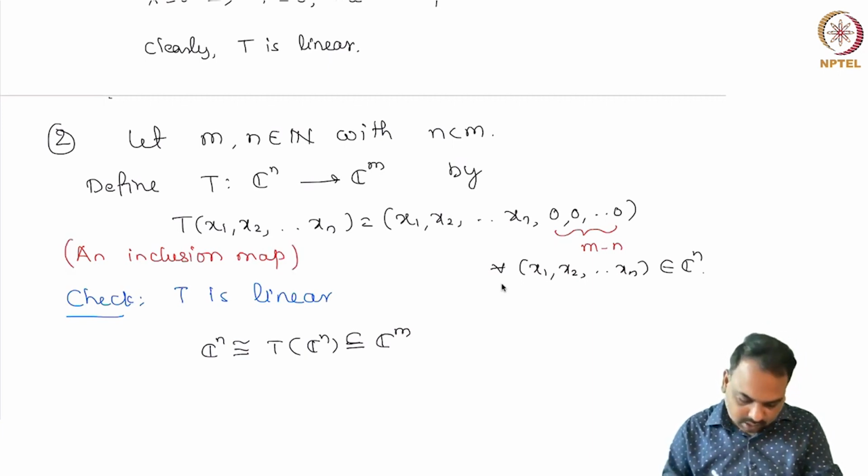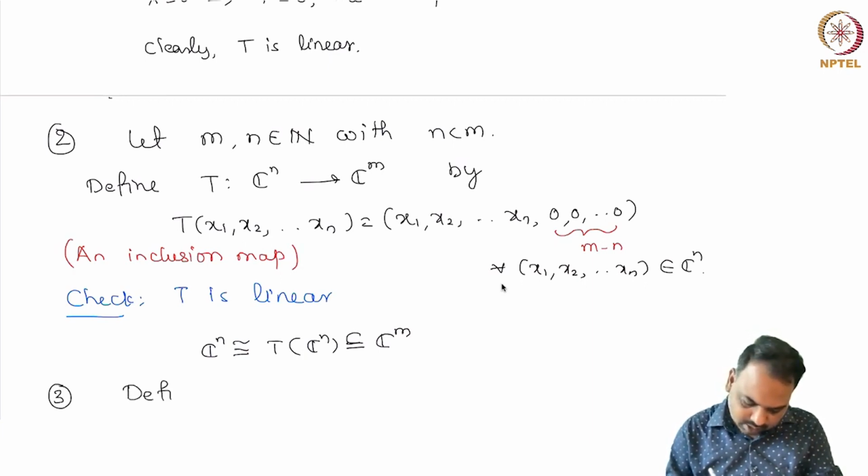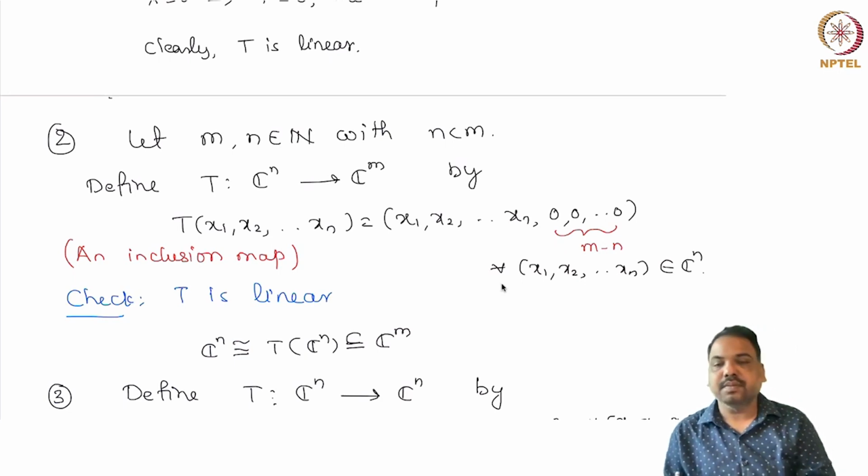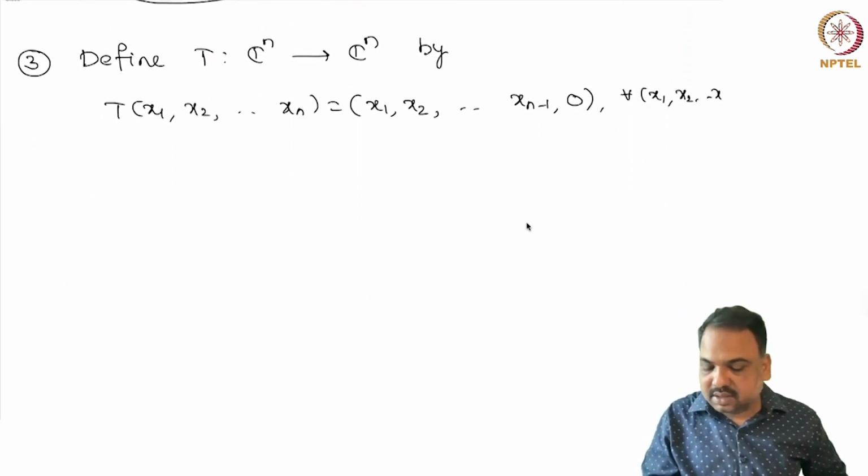Let us define one more map from C^n to C^n. Define T from C^n to C^n by T of x1, x2, so on, xn as x1, x2, so on, x n minus 1, comma 0, for every x1, x2, so on, xn in C^n. We can easily check that this map is linear.